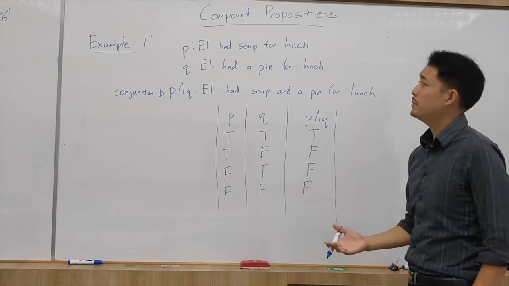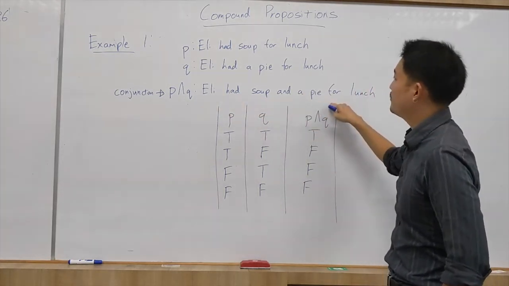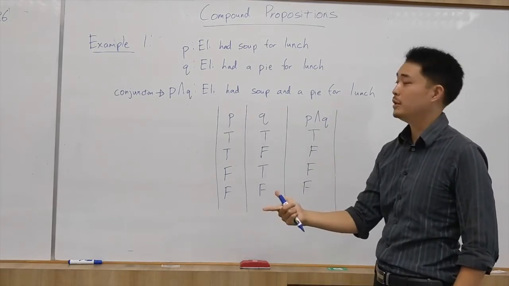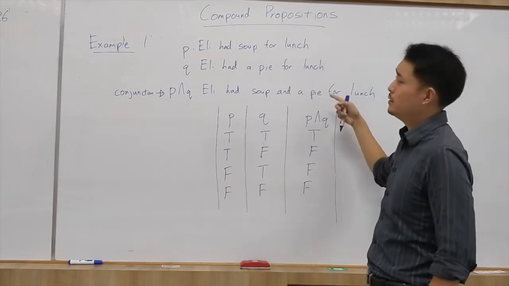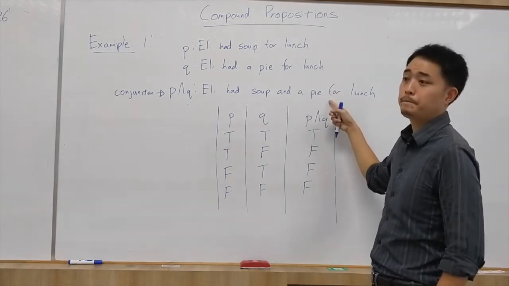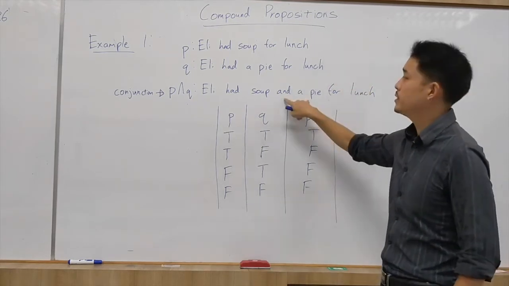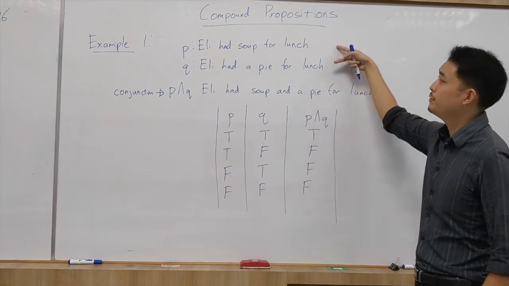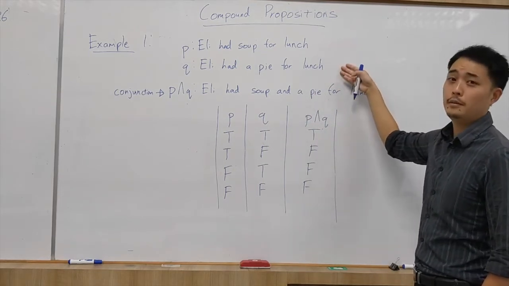And if we think about it, that makes sense, right? Because the statement, Eli had soup and pie for lunch, means that Eli has to have soup and he has to have pie for lunch. So if he only had, say, soup for lunch, but he did not have pie, then this statement is not true. If he had only pie but not soup, this statement is not true. This statement is only true if he had soup for lunch and he had pie for lunch.